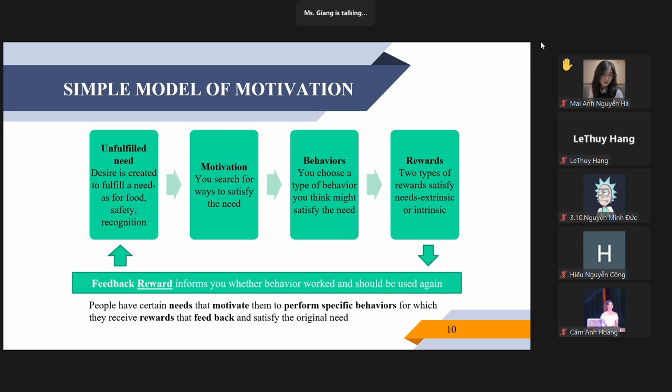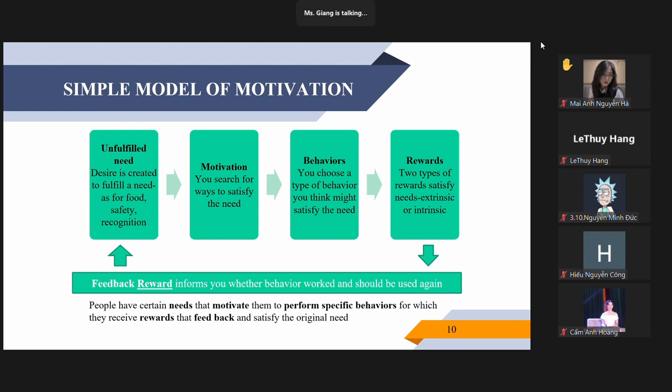So you will see that in order to have the motivation, at first, an individual should have the unfulfilled need. If we don't have the unfulfilled need, we will not have the motivation. For example, if you don't think that you have a need of having a good mark, you will not have the motivation of studying hard. You will lose your motivation. You will not have the motivation to attend my class today. That's why the more unfulfilled need you have, the more motivation you have.